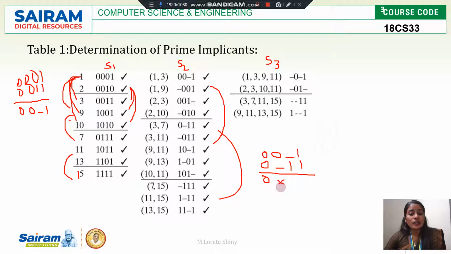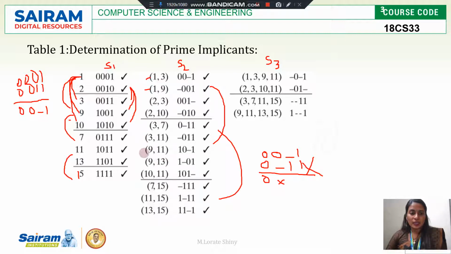So if you get one don't care, it is not allowed to write in stage 3. So you no need to do further, because one don't care you got. So this is not eligible to write here. Okay, now we will compare 1 9, sorry, 1 3. 1 3 is not completed.